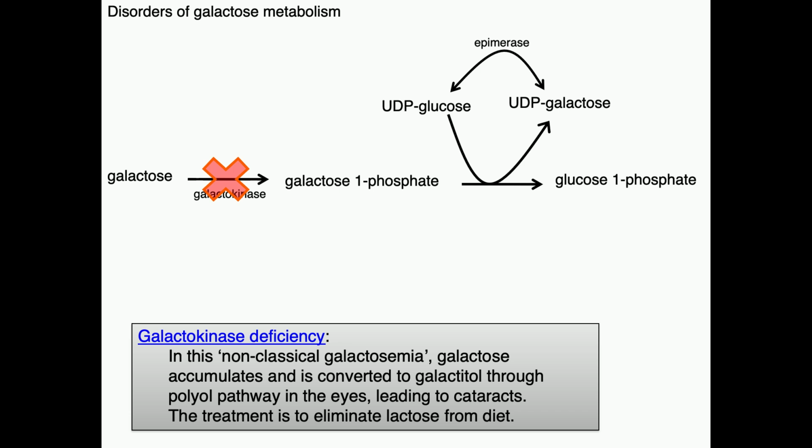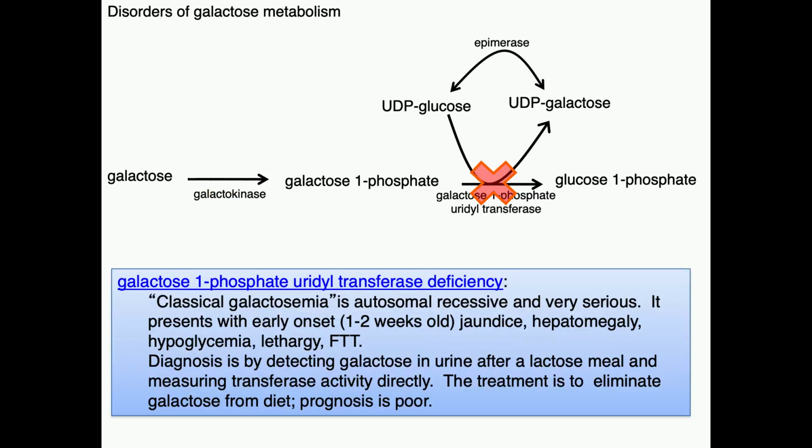Okay. The treatment here is to try to eliminate lactose from the diet, and it's a pretty good outcome if you can do that. So galactokinase deficiency is a non-classical galactosemia, and it's not life-threatening generally, and that's in contrast to the epimerase deficiency or the transferase deficiency. These result in a classical galactosemia, and these can be quite severe and fatal if they're not recognized and an intervention isn't initiated.